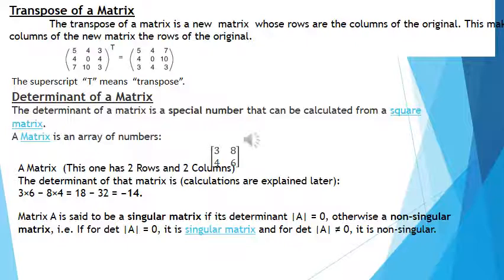So matrix A is said to be a singular matrix if its determinant is equal to 0. Only if the determinant becomes 0, then it is called a singular matrix. Otherwise this matrix is called a non-singular matrix. If determinant of A is equal to 0, it is a singular matrix. If determinant of A is not equal to 0, it is a non-singular matrix.